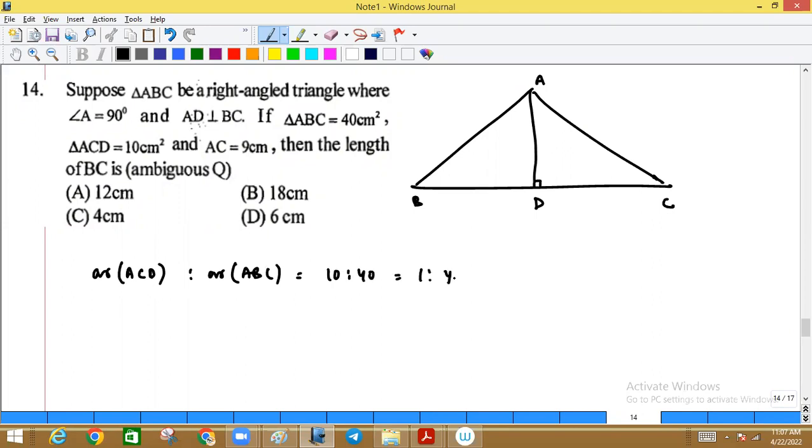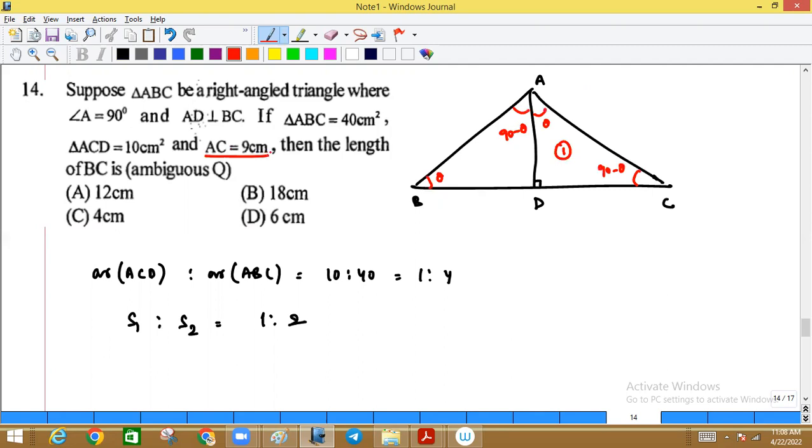1 is to 4. Therefore, their sides ratio, side 1 is to side 2, is how much? 1 is to 2 ratio, because areas are given as 10 is to 40, which is 1 is to 4. Therefore, the sides ratio is what? 1 is to 2. And we know very well that the angles are, if it is theta, this becomes 90 minus theta, and this becomes theta, this one. And look at the bigger triangle and the smaller triangle. 1 and 3 you look at. Okay. Then the length of BC.